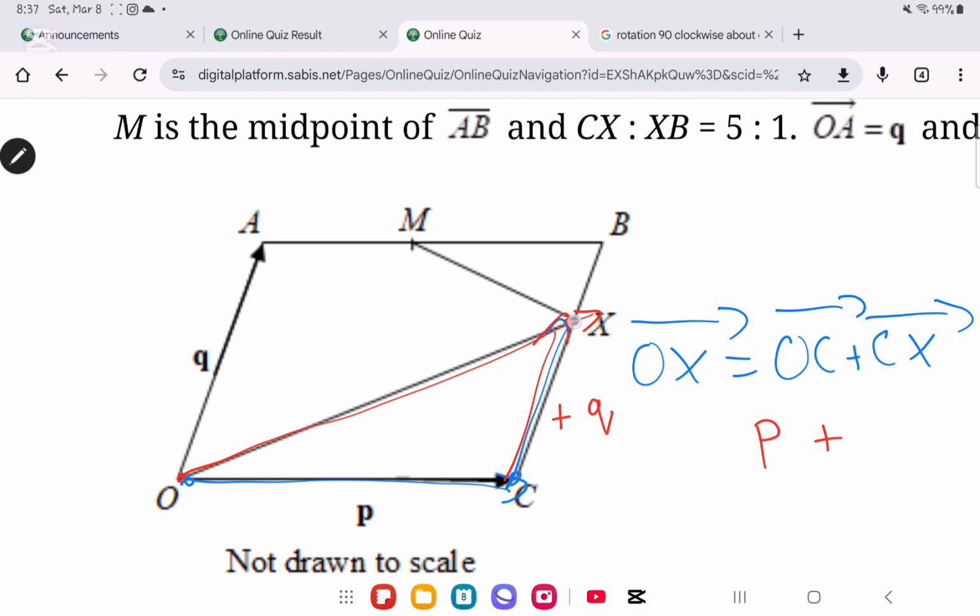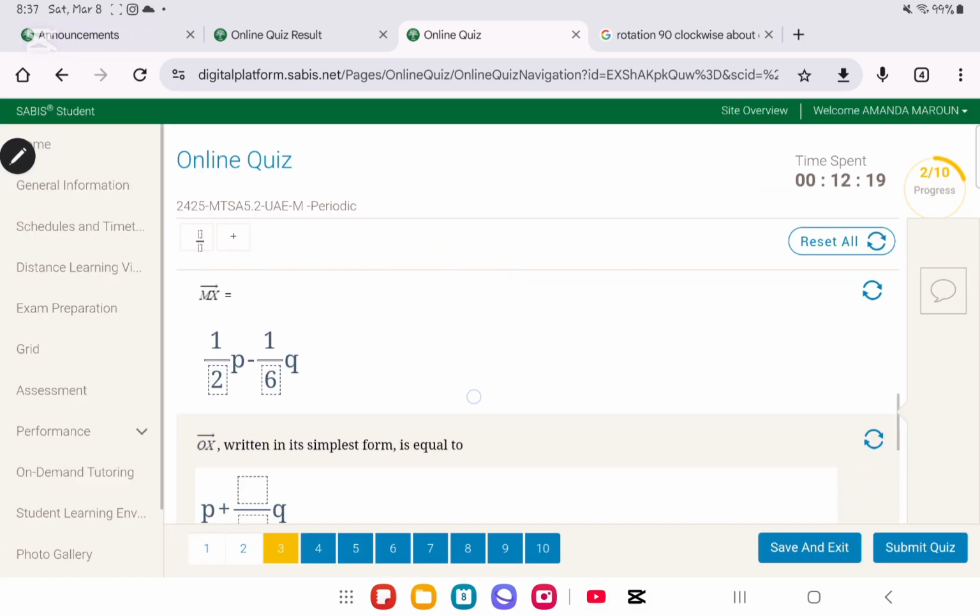But how much of Q? It is 5 out of the total, which is 6. So very simply, it's going to be P plus 5 out of 6, because CX is 5 and the total is going to be 6. Plus 5 out of 6 of Q, because it's going in the same direction as Q. So very simply, our answer is P plus 5 over 6 Q.